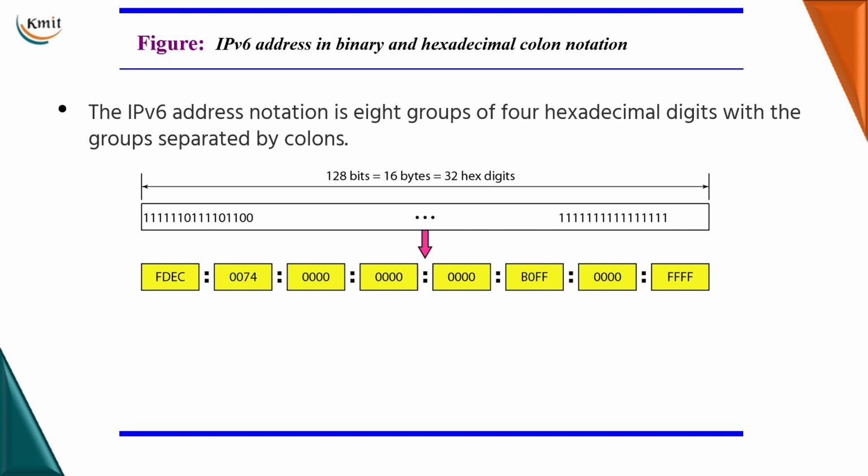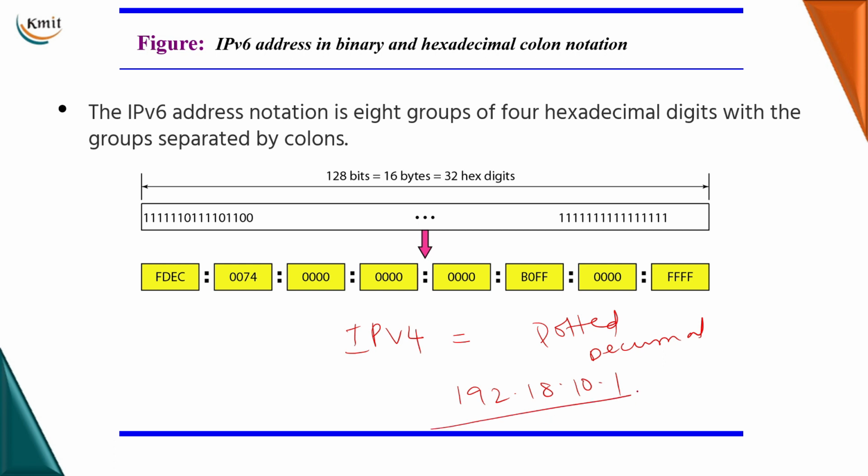But how is it represented? How was the IPv4 address represented? The IPv4 address was represented using the dotted decimal notation, where I had 4 bytes, 192.18.10.1 for example. We have 4 bytes separated by dots.